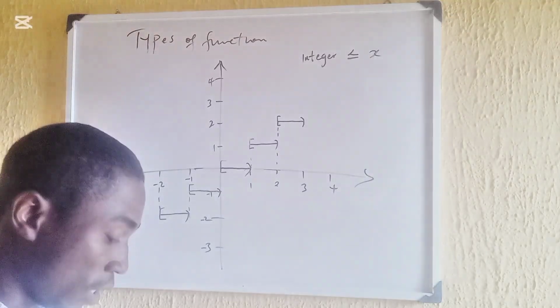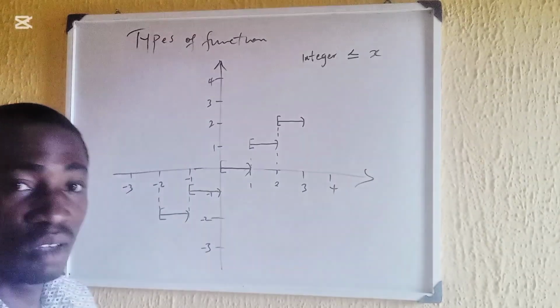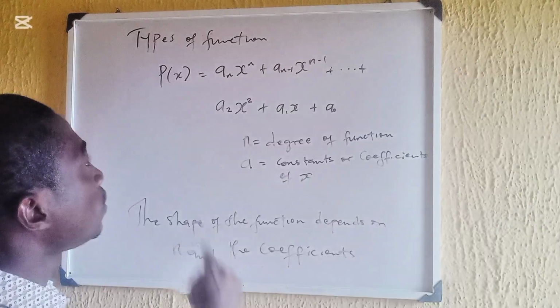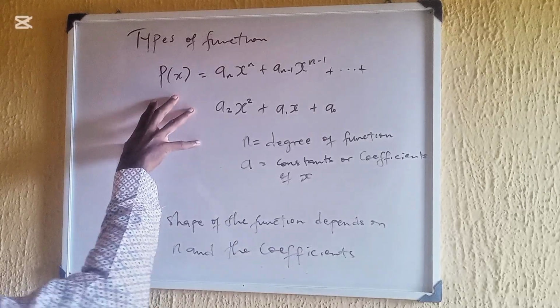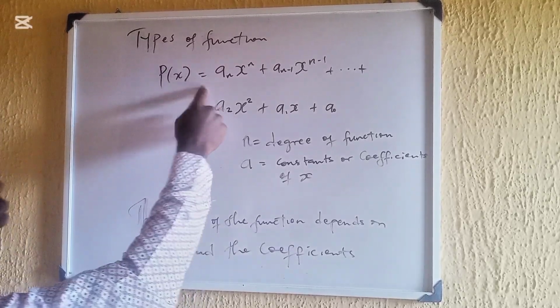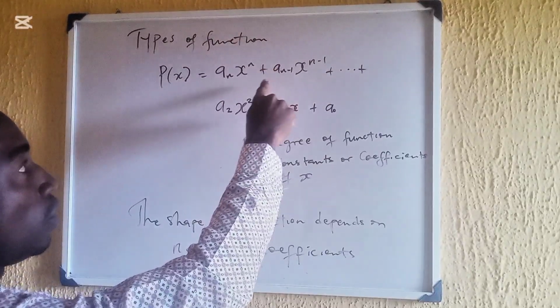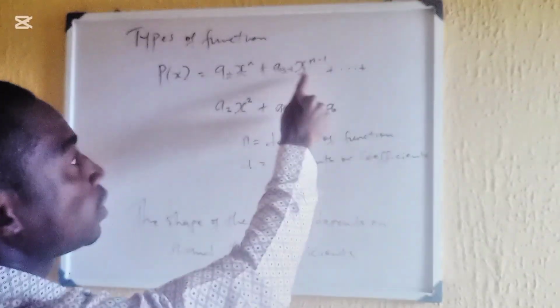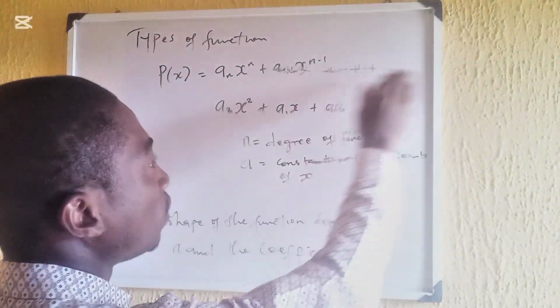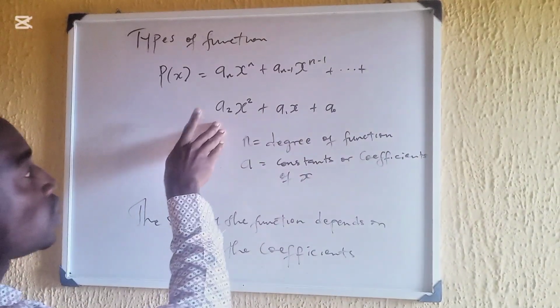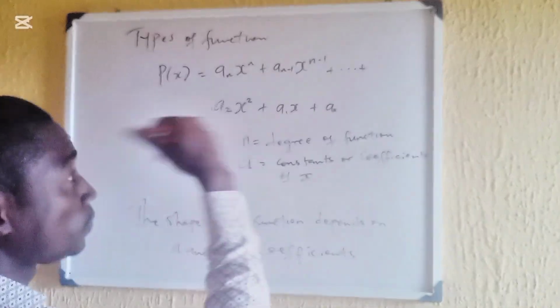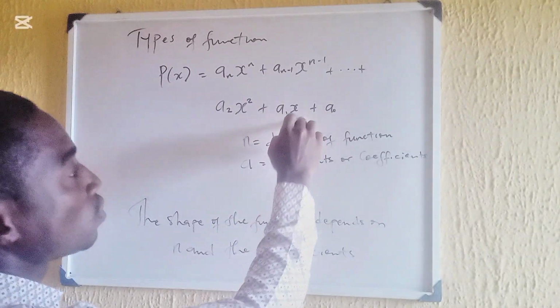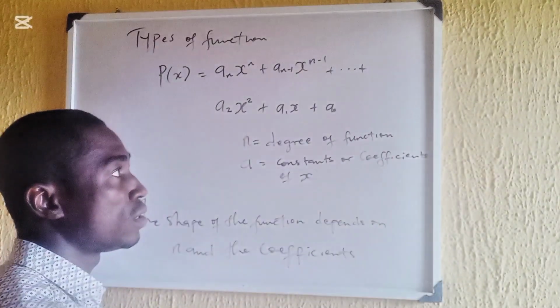We'll be talking about the next type of function, which is the polynomial function. This is the equation of the polynomial function. P of x is equal to a_n x to the power n, plus a_(n-1) x to the power n minus 1. Then we keep going down till we get to a_2 x to the power 2, a_1 x to the power 1, a_0 x to the power 0.